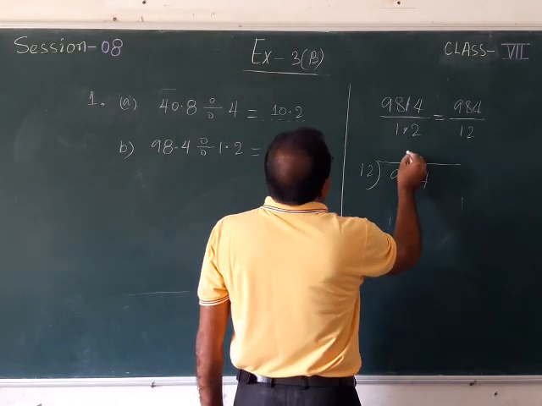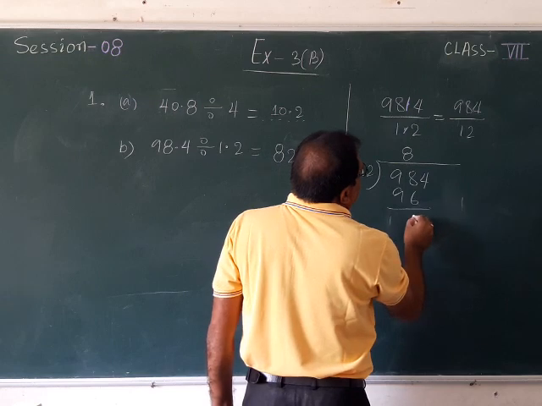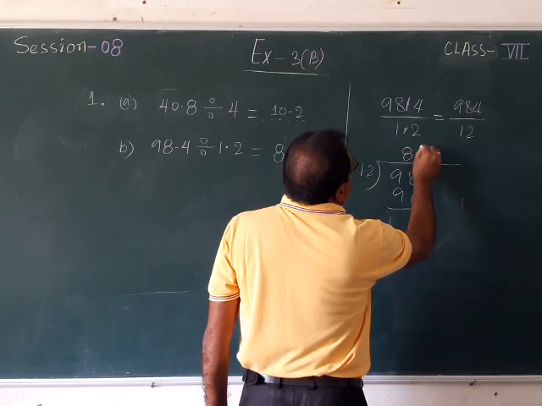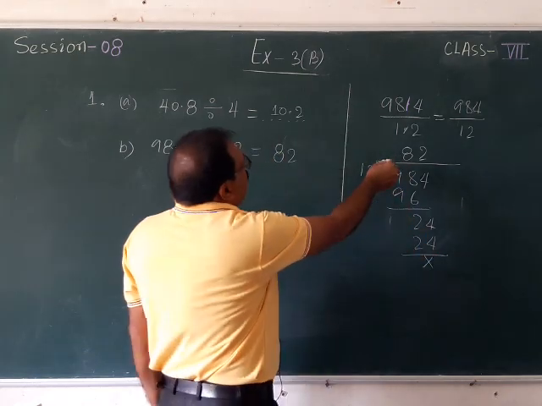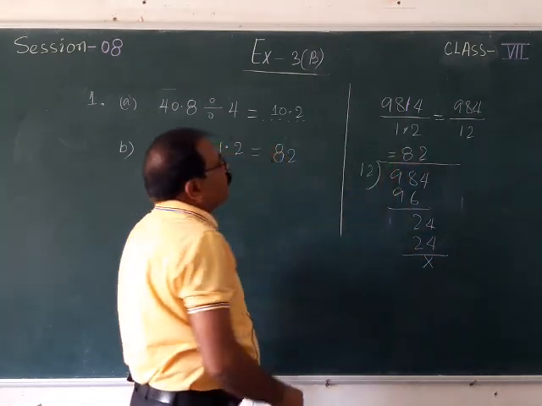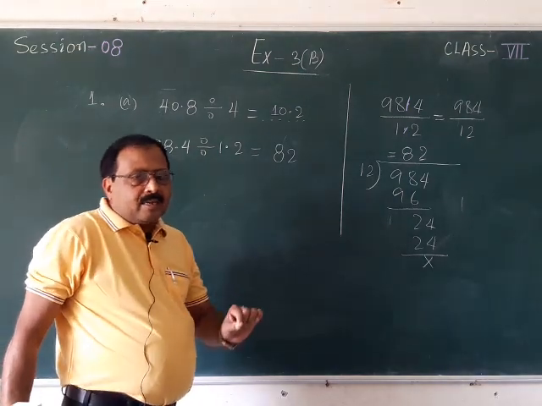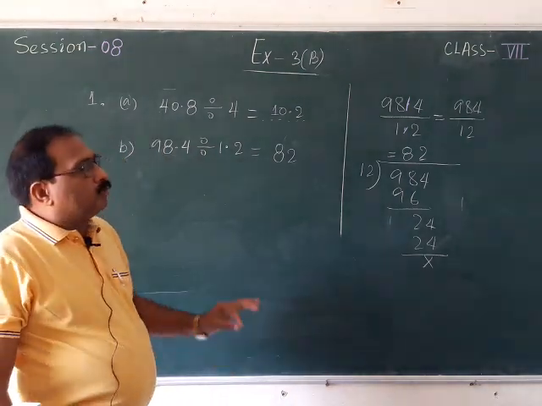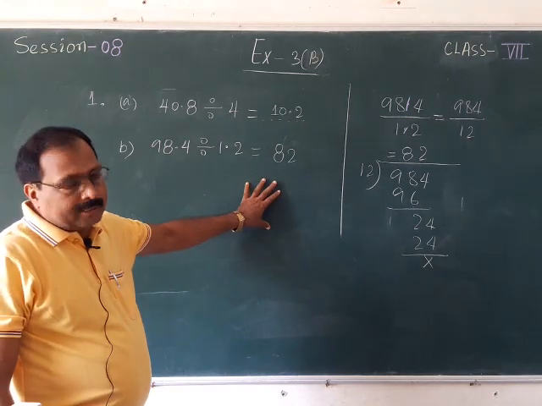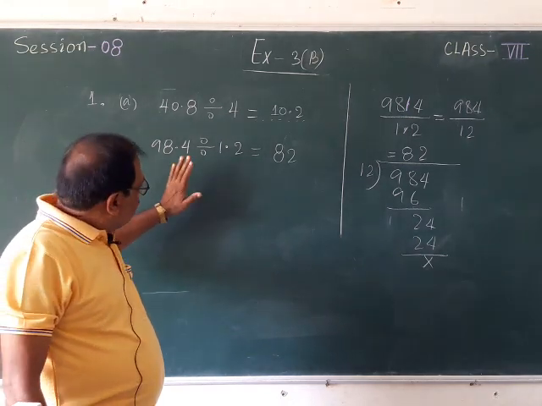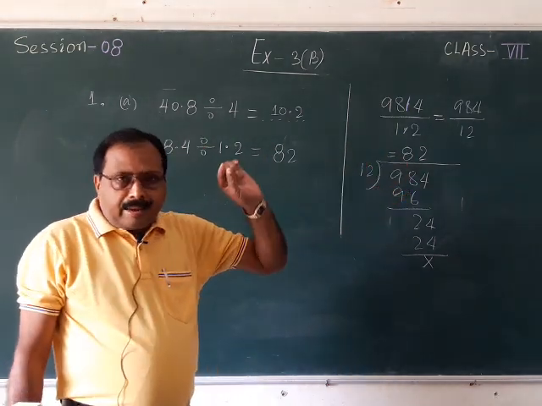12 8s are 96. You can write here 96. Then 24 is left, so 12 2s are 24, and it is cancelled. So again you can see the answer is coming 82 itself. So it's your wish whether you cancel the fraction or just divide it in the normal way. That is your choice. But before dividing it, you must change the decimal into a like decimal.